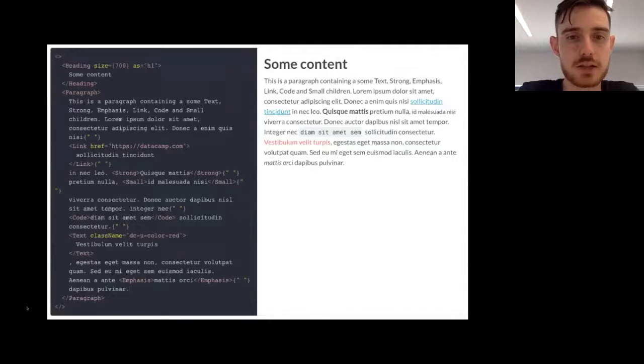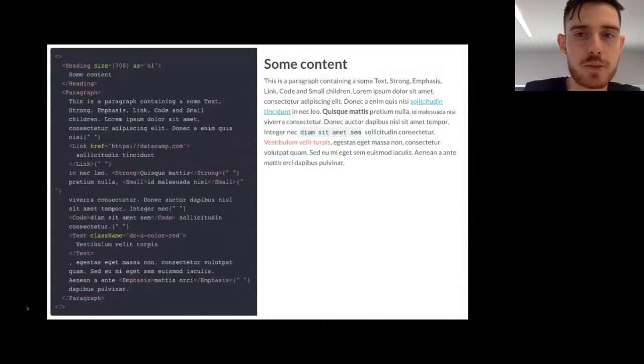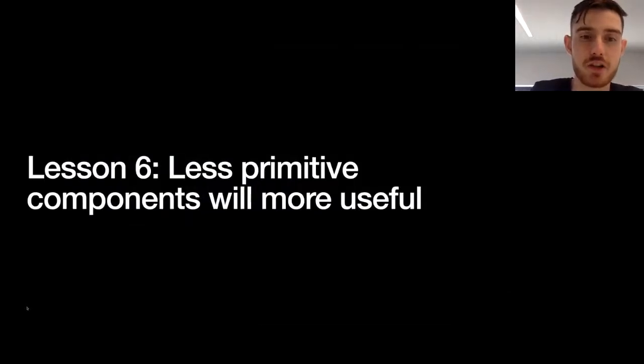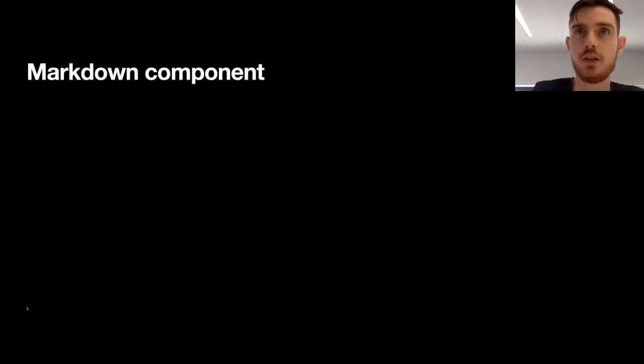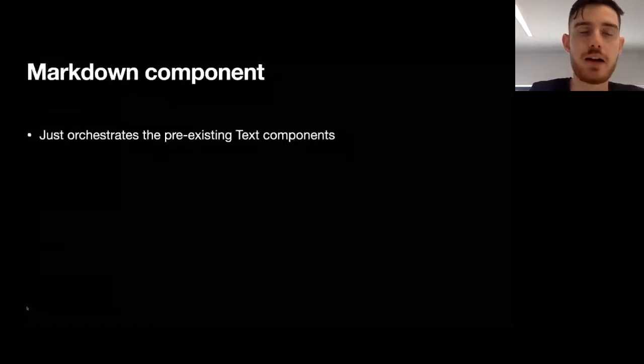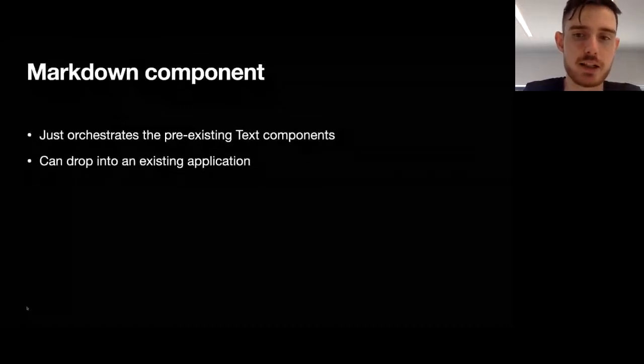It's a tough sell. However, it's important to start at this point, but at the risk of spending too long there, this is where this next step comes in, is that less primitive components will be more useful, could be more useful. So we build a Markdown component. So this is almost coming at things from the other end of the spectrum. So here, this is an example of how we can just compose components together and the real power of this style of architecture. So this just orchestrates the pre-existing text components. And it immediately provides value. It can drop into an existing application.